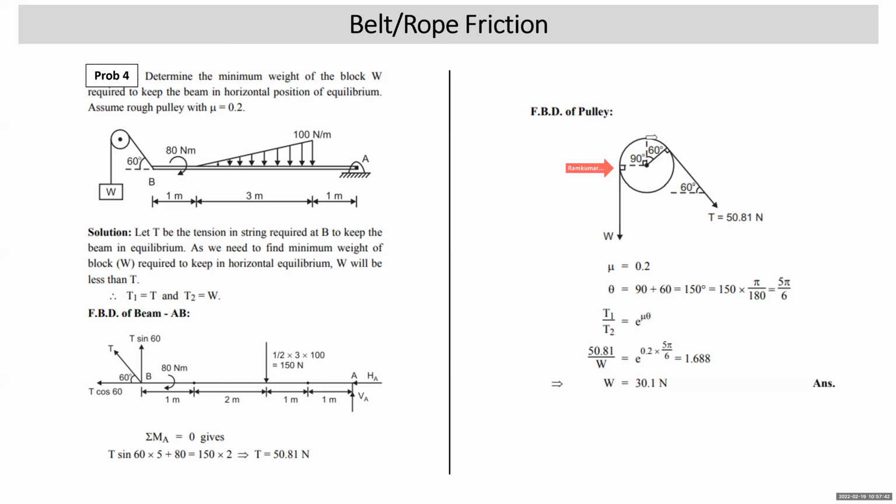From this diagram, you understand the angle of lap. See, the lap starts here, the lap ends here. So the angle of lap, the part of the rope which is in contact with the pulley, makes an angle of 90 plus 60 at the center of the pulley. So this is 150 degrees angle of lap. Put it in radians, 150 multiplied by pi by 180, that is 5 pi by 6. So T1 upon T2 is e raised to mu theta. The value of T1 is 50.81, T2 is W, and e raised to mu theta is e raised to 0.2 into 5 pi by 6, which is 1.688. So the value of W comes out to be 30.31. Okay.